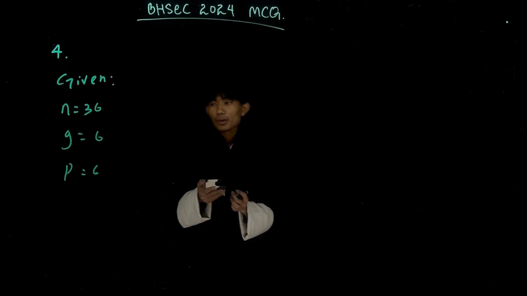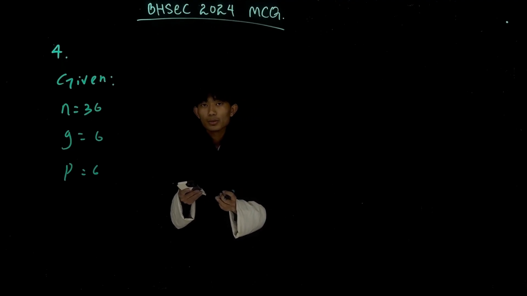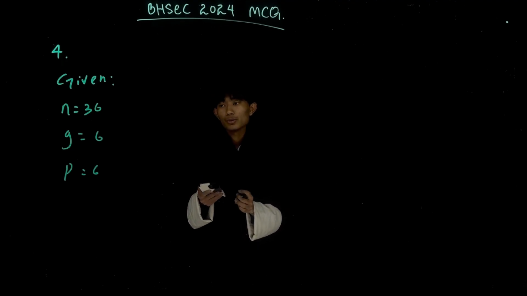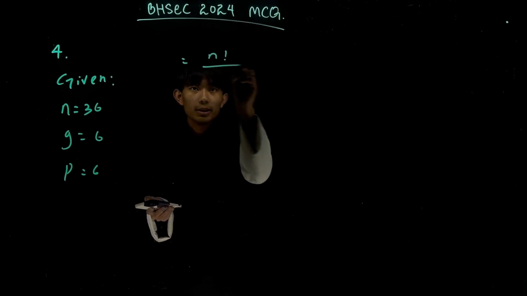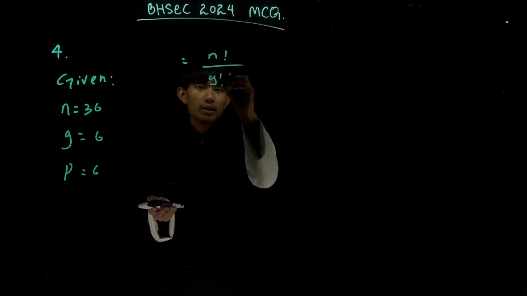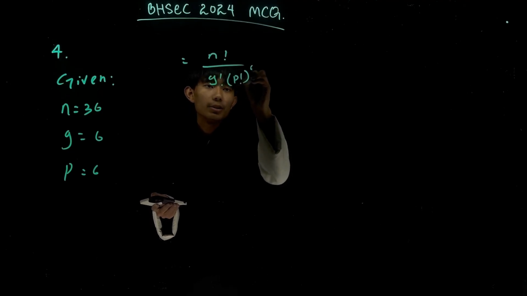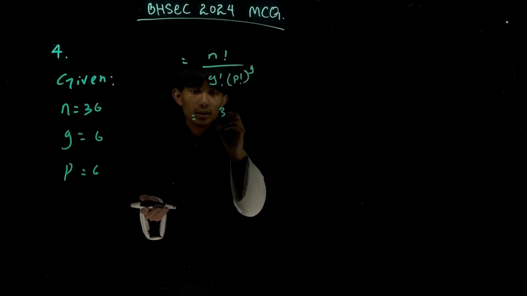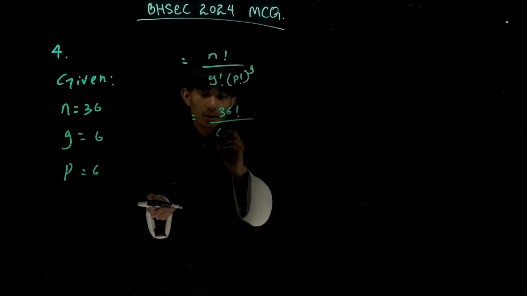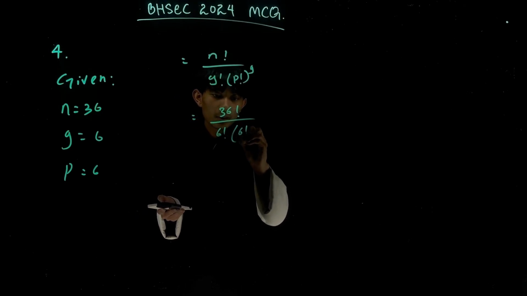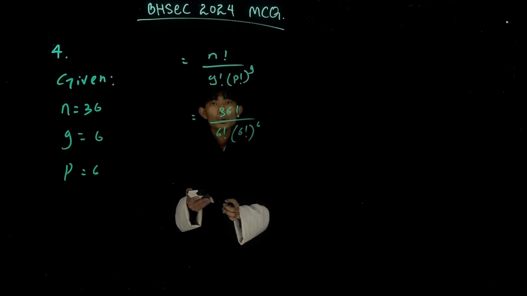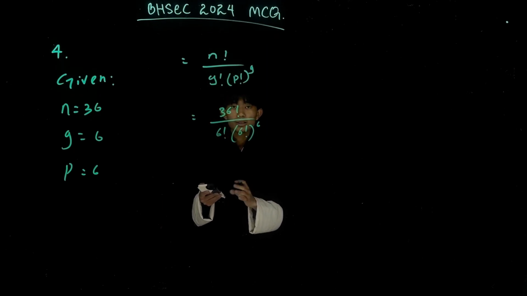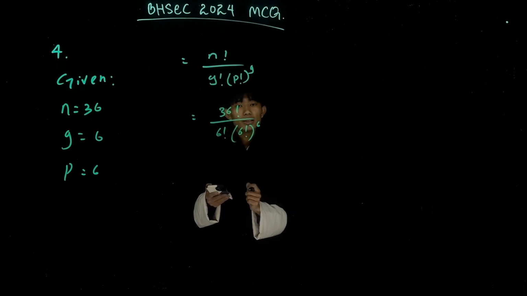So we have a formula for calculating the number of ways in which we can divide n number of people into g number of groups with p number of members in each group. That will be given by n factorial divided by g factorial times p factorial to the power of g. So in this case that will be 36 factorial divided by 6 factorial times 6 factorial to the power of 6. With this formula we get the number of ways in which we can divide the 36 students into 6 groups with 6 members.